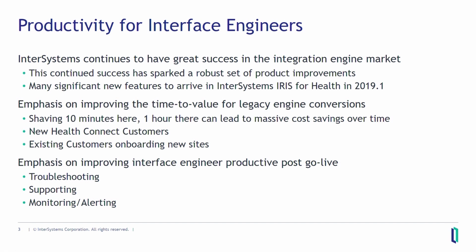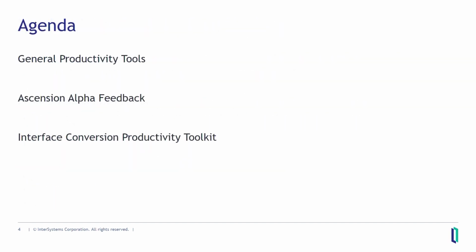So a very simple agenda here, really only 3 chapters to the presentation today. We're going to take a look at some general productivity tools that we think benefit you from day 1 to day end. Then we're going to hear some feedback from Steve and the Ascension folks. And then we're going to show you what the future holds with regards to this type of functionality in terms of actually automating a great deal of the interface conversion process.